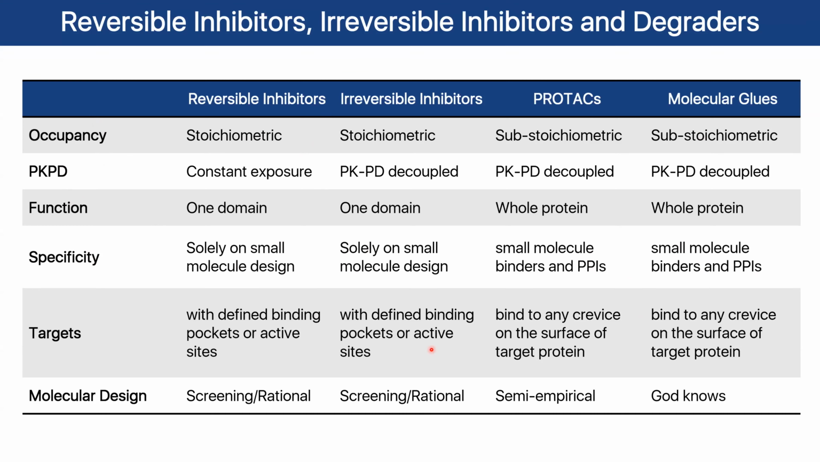In terms of targets, inhibitors generally go after the regular targets you always use, but with degraders you may expand the targeted proteome. Inhibitors you can rationally design, and you can do screening, but for PROTACs it's highly empirical. And for molecular glues, actually, I would say God knows how to come up with those. So far, all the molecular glues reported were discovered serendipitously.